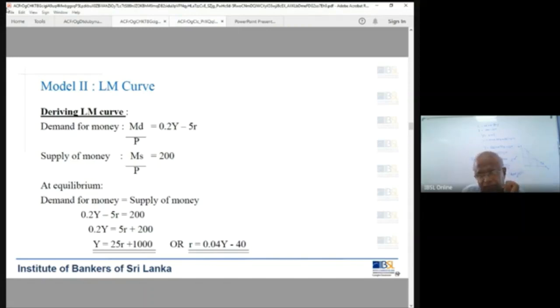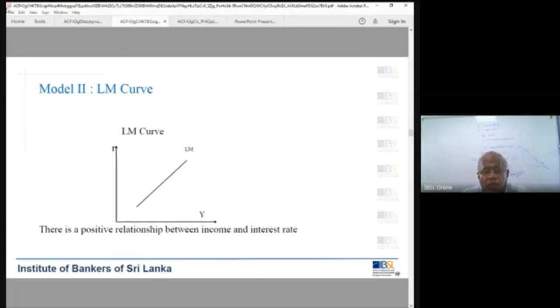What kind of relationship is there between interest rate and income? A positive relationship. If you take R as the subject, you divide by 25 and take the other term to the other side, and you can again see a positive relationship between R and Y. It is an upward sloping curve, R and Y, the LM curve. There's a positive relationship between income and interest rate. The LM curve is upward sloping.